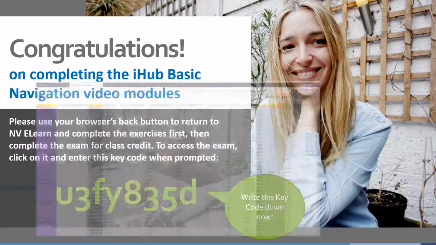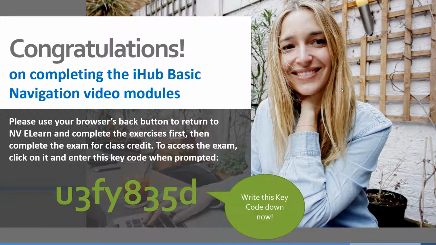We're going to go ahead and minimize this. Congratulations, you've completed the iHub basic navigation video modules. So at this point in time, what you need to do is use your browser's back button to return to the NVE Learn and complete the exercises first, as we just talked about, and then complete the exam for class credit. And to access the exam, you are going to have to click on it, and you're going to have to enter a key code when prompted.